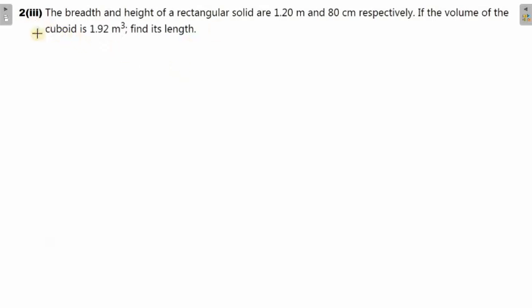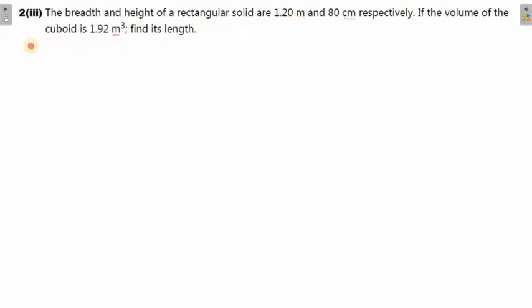Question number 2, sub number 3. Here, the question is saying the breadth and height of a rectangular solid, meaning the cuboid, is given as 1.20 meter and 80 centimeter. So here we see centimeter given to us. Now, if the volume of the cuboid is 1.92 meter cube, remember it is given in meter cube, find its length. So the question is asking you to find the length.